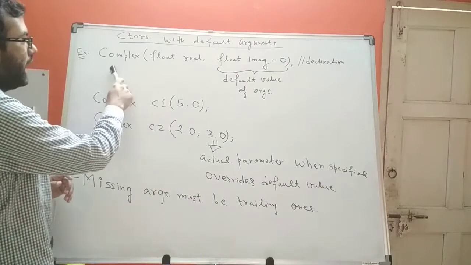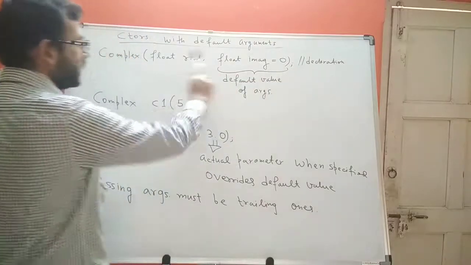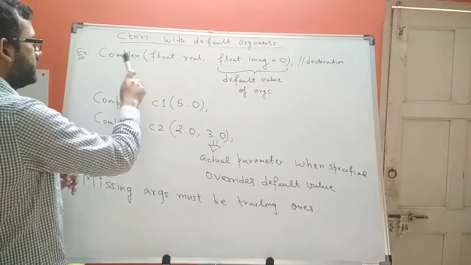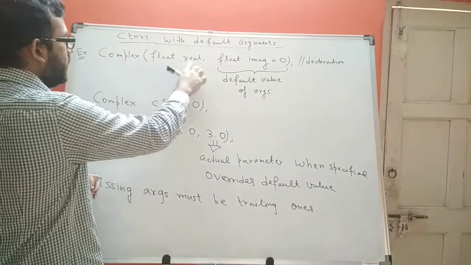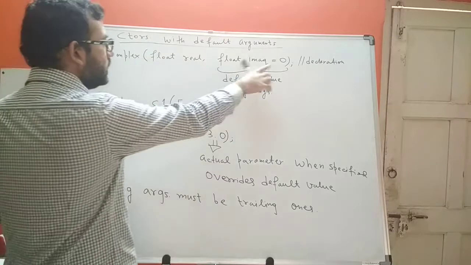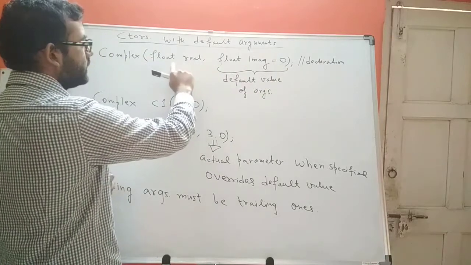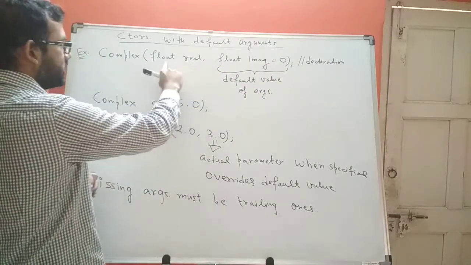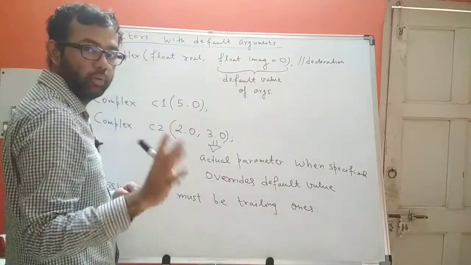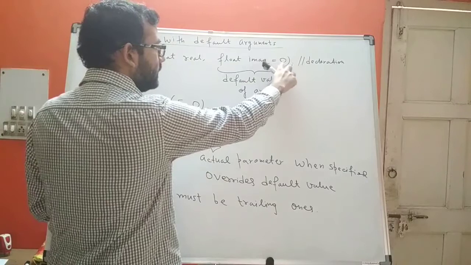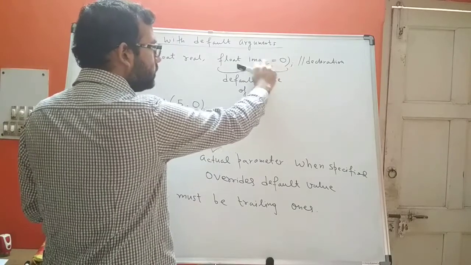Now look at this. I have declared a constructor. This is a constructor declaration. The name of the constructor is complex. That means the name of the class is complex itself. Now this constructor will take in two parameters. The first parameter is real and it is of type float. The next parameter is imaginary, which is of type float. Now the interesting thing is I'm giving it a value. See, I'm assigning the value 0 to imaginary.